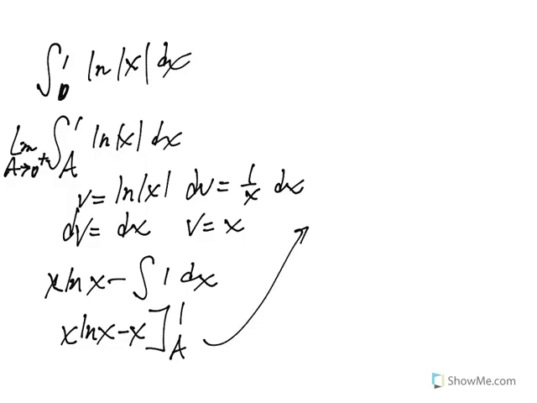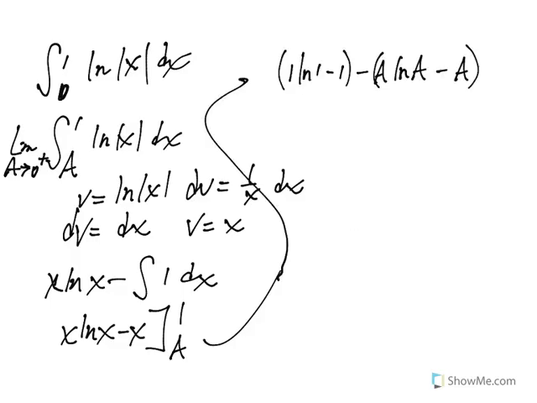According to the first fundamental theorem of calculus, I'm going to take 1 and plug it in there. Actually, I'm running out of room. Hang on, I need to rewrite. All right, now we're cooking. So I take 1 and plug it in. I get 1 times the natural log of 1 minus 1, minus a times the natural log of a minus a.